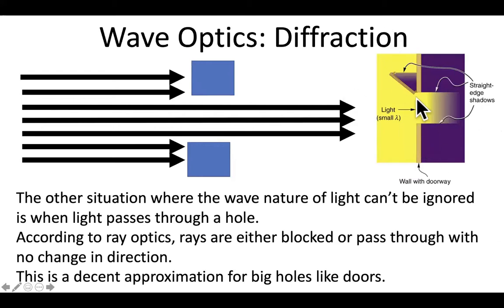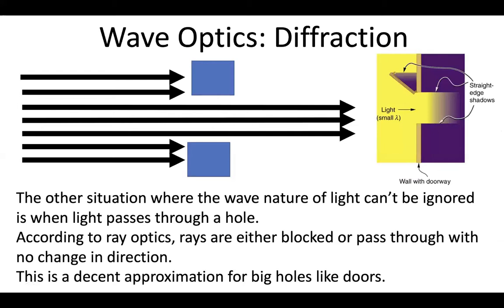This is a picture from your textbook. You imagine shadows. Shadows can have fairly crisp edges. They're not always perfect, but they're fairly close. So that looks like this picture. You have light going in one direction here, but it's blocked in other locations. Now, for big objects like doorways, etc., this is a decent approximation.